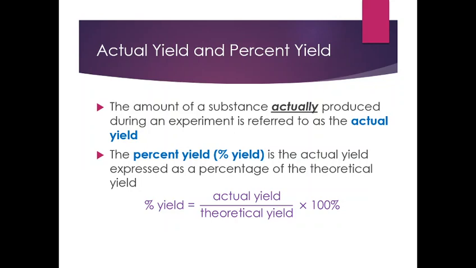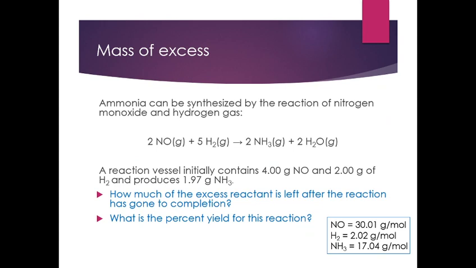And so if we want to talk about the mass of excess, ammonia can be synthesized from this chemical reaction: 2NO plus 5H2 gives you 2NH3 plus 2H2O. I'm telling you, a chemical vessel initially contains 4 grams of NO and 2 grams of H2 and produces 1.97 grams of NH3. Just a side note, by reaction vessel I just mean a container that is sealed so nothing else is getting into or out of it.